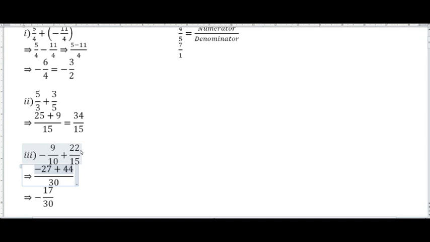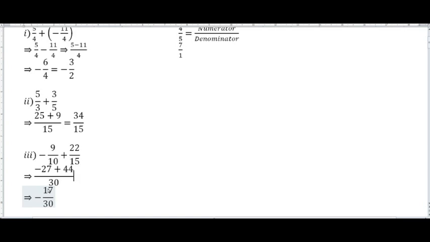So here we have 44 and 27. 44 carries plus sign and 27 carries minus sign. Whenever the signs are different, you have to subtract the smaller one from the bigger one, that is 44 minus 27. If you subtract 27 from 44, you will find out 17.